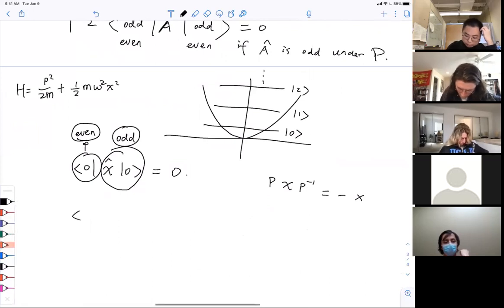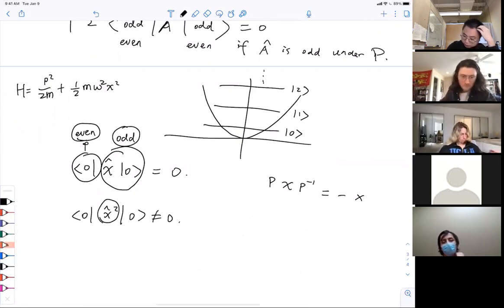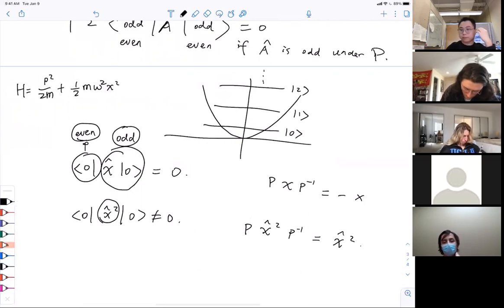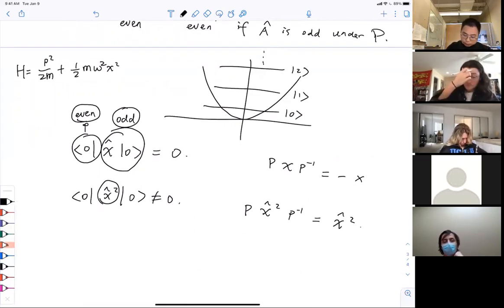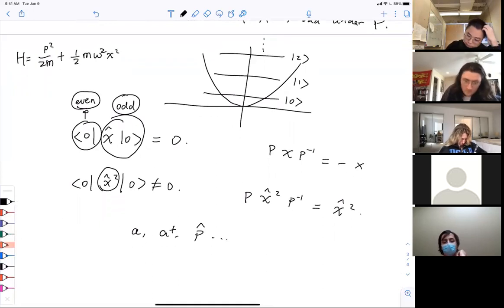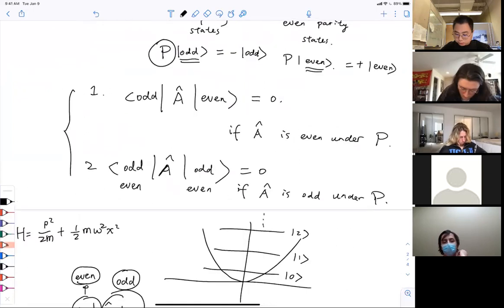Similarly, this one is non-zero, right? Because now x squared is even under the parity operation. And you can also make the same argument for A dagger, P operator, and things like that. Any questions about this parity part?